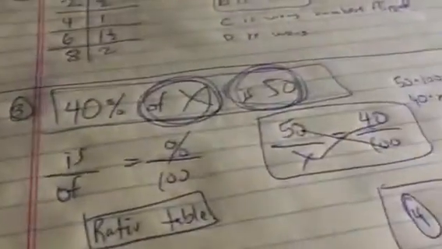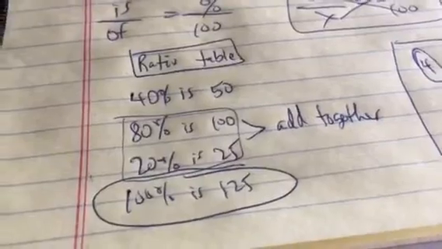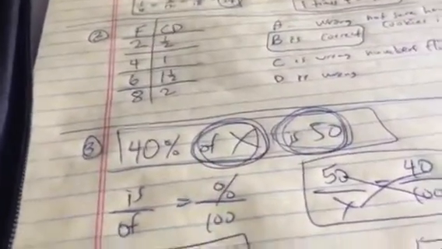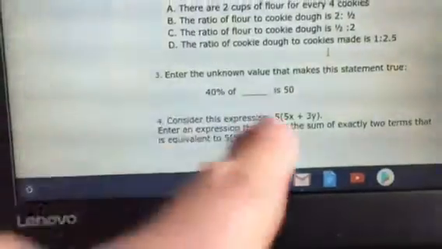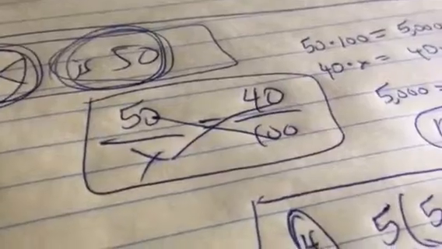Number 3, I used is over of equals percent over 100, but don't forget you could still use the ratio table as well. The question says 40% of what? When it has of something, or you're looking for the unknown there, I always just use X for that. And if I used is over of equals percent over 100, that's the formula to solve. Then I could cross multiply.